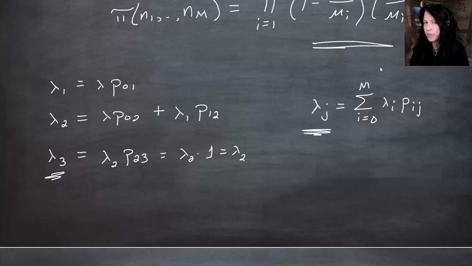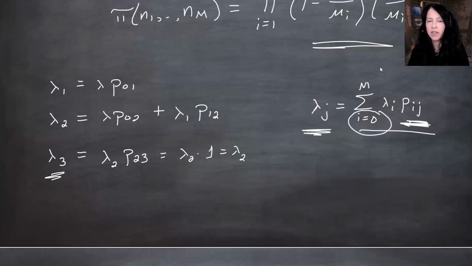Lambda J is the rate into and out of station J. And you just figure out what goes to J. So you can make this a sum over all stations, including the outside. When I is 0, we're talking about coming from outside. And take the rate coming out of each station times the probability you move from that station to J, summing over all stations.